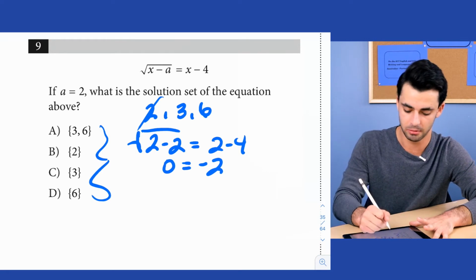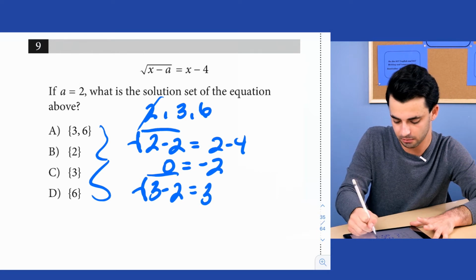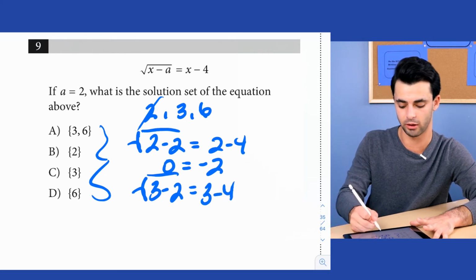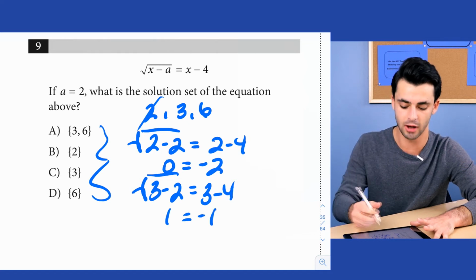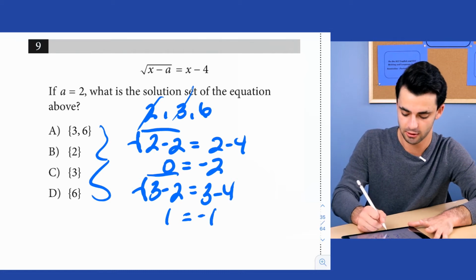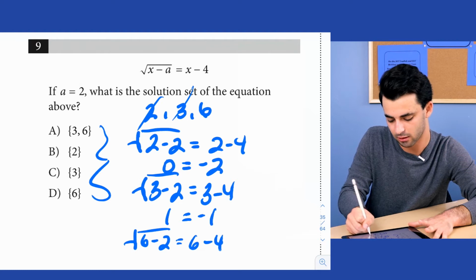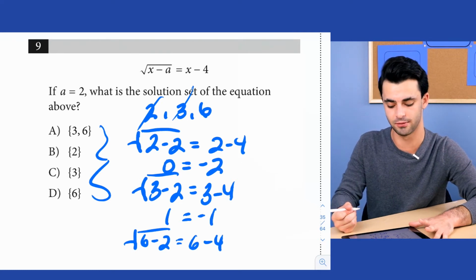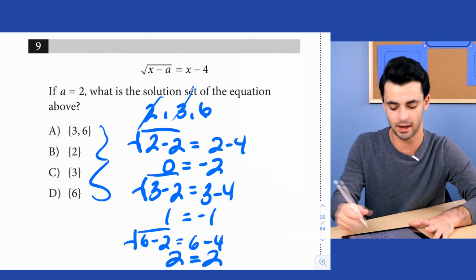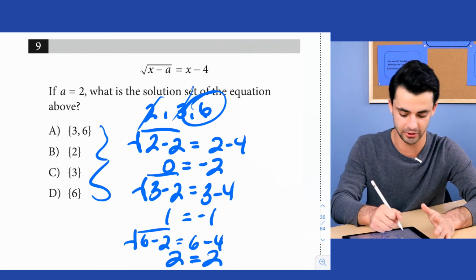How about 3? Plugging in 3, we have the square root of 3 minus 2 equals 3 minus 4. And the left-hand side, 3 minus 2 is 1. The square root of 1 is just 1. Does that equal negative 1? No, so 3 doesn't work either. Let's plug in 6 now. We have the square root of 6 minus 2 equals 6 minus 4. The left-hand side, 6 minus 2 is 4. The square root of 4 is 2. Does that equal 6 minus 4, which is 2? Yes, so 6 is a solution. It's actually the only solution, and that's why the answer here is D.